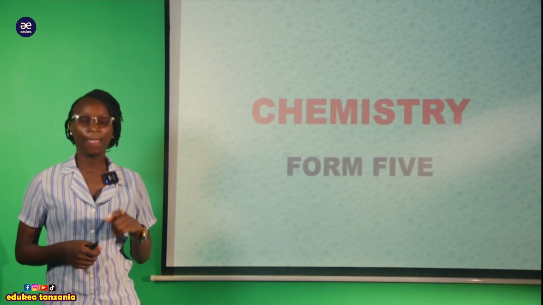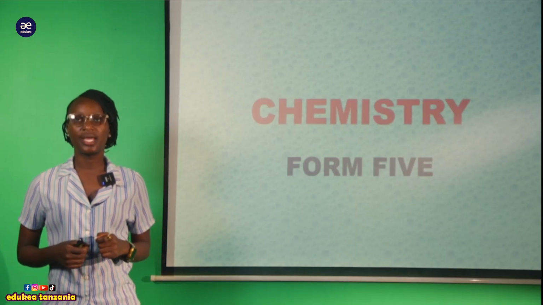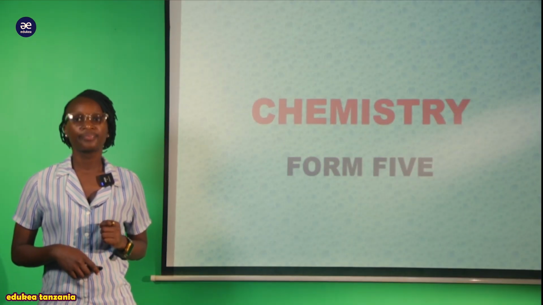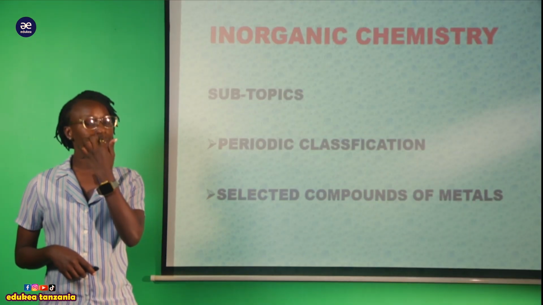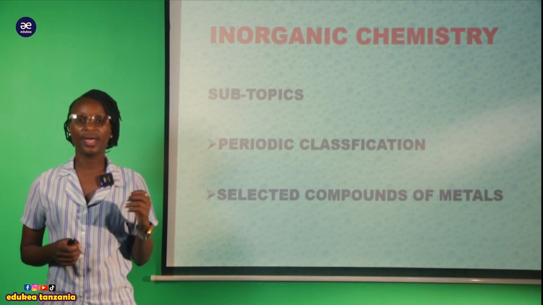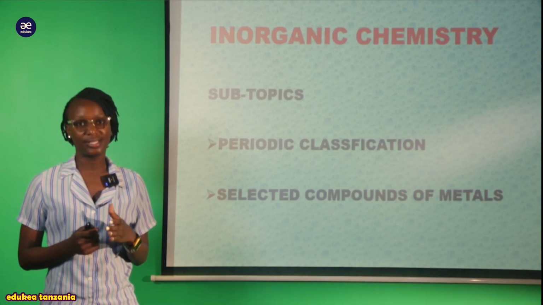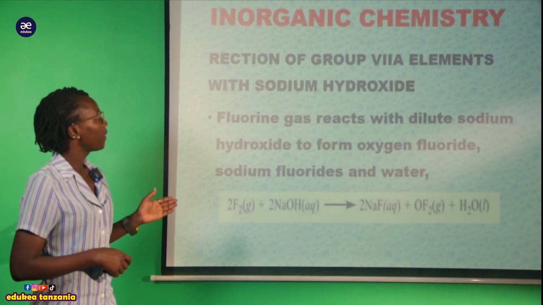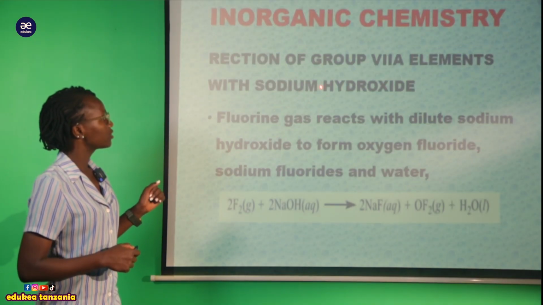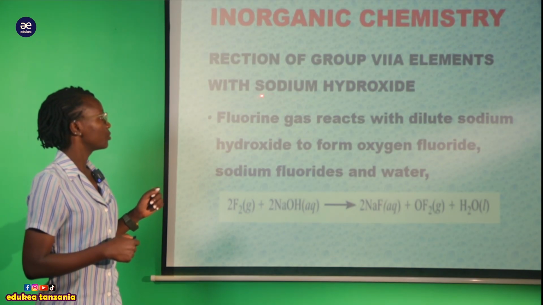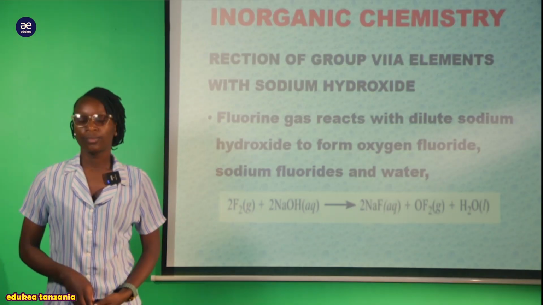And here, my student, we have our chemistry subject, and our class level is Form 5. So we are discussing inorganic chemistry, and we are in the first subtopic, which is all about periodic classification. My student, today we are going to look at the reaction of the group 7 elements with sodium hydroxide.